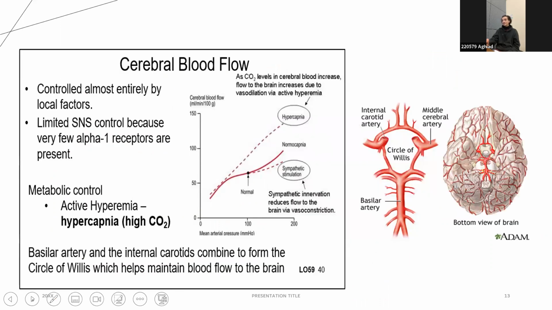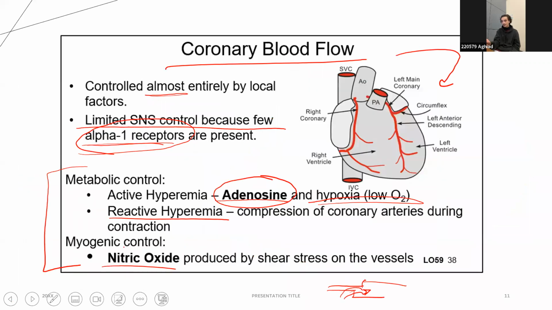All right, perfect. Now, the brain isn't a muscle. So what's so different? It's similar in the manner that it's almost controlled entirely by local factors, the autoregulation we've talked about, active and reactive hyperemia. It also has limited sympathetic nervous system control because of the few alpha-1 receptors. So you only get metabolic control. You don't get the myogenic control that you see here. You only get metabolic control.